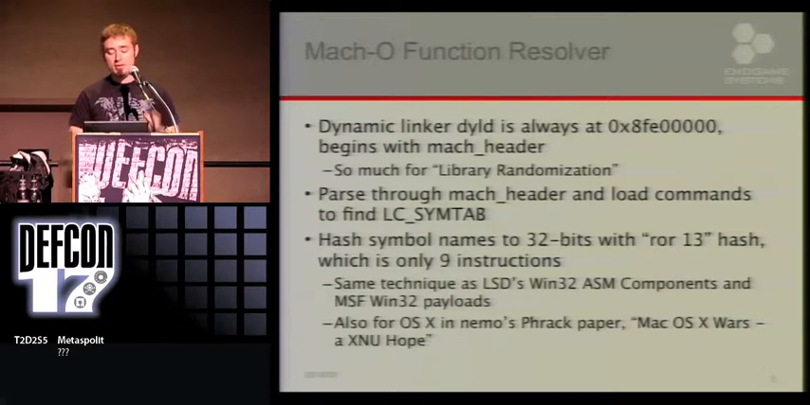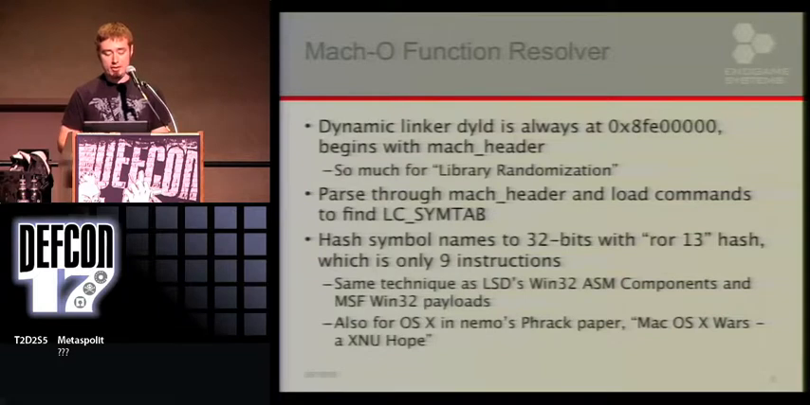This is made very easy on the Mac platform because the dynamic linker called DYLD is always at the constant address, and it begins with the same structure, the Mach-O header structure, and you can just basically parse through that table. And it's actually a pretty good format. PE is very complicated because you have basically three or four generations of linkers that are carried into the same format. Mach-O is much cleaner, very easy to parse.